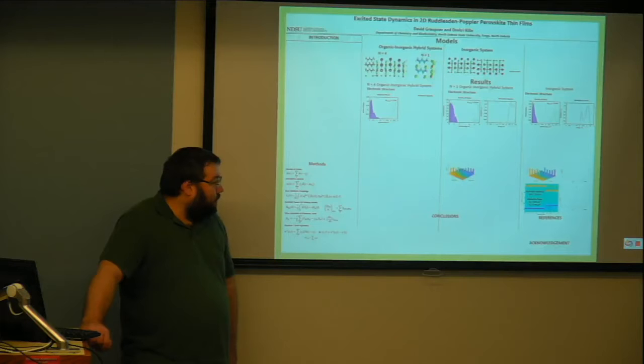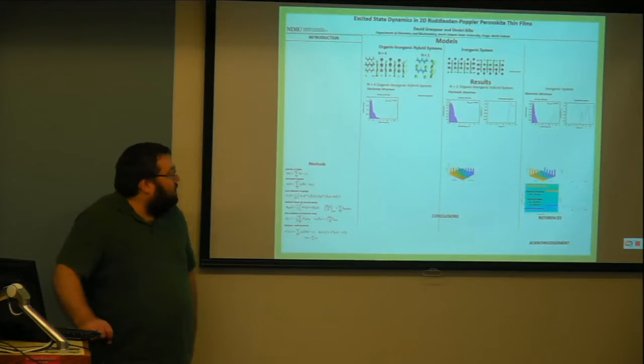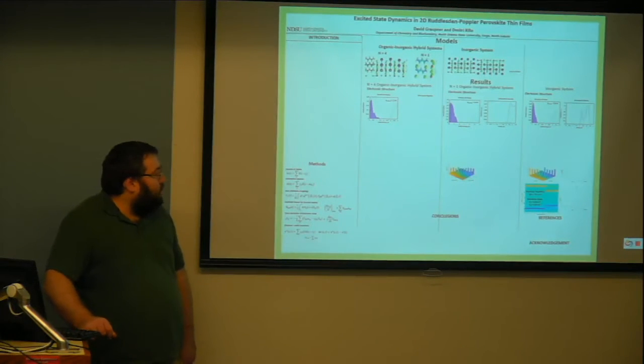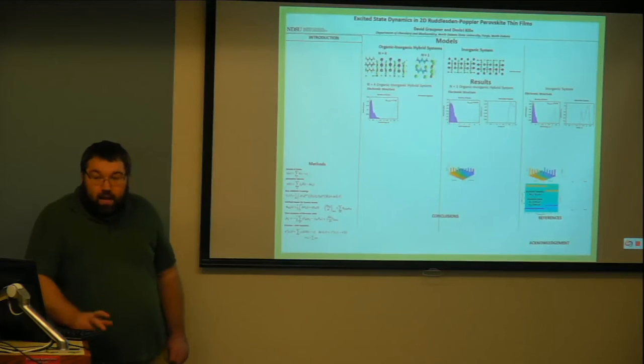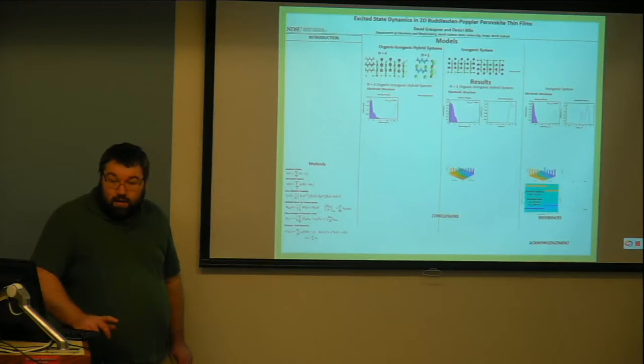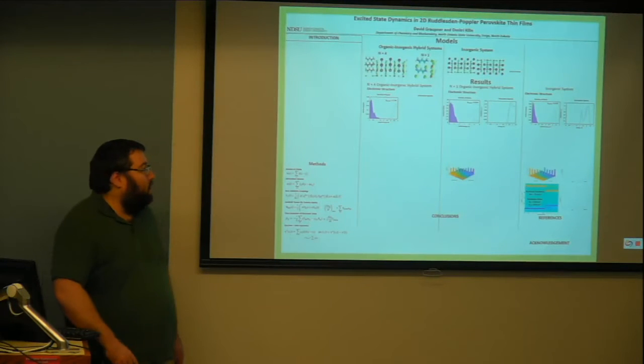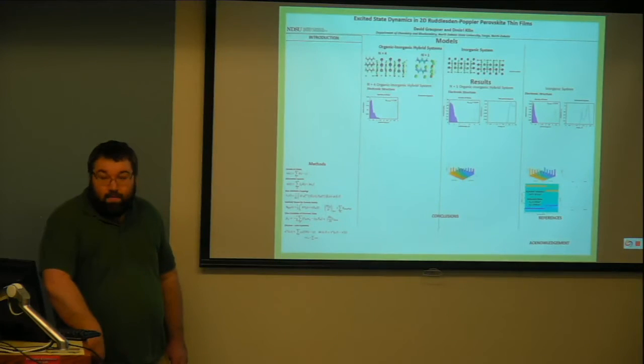Okay, what are the conclusions? We see that, as expected, the larger layers of perovskite have a smaller band gap compared to the smaller layers of perovskite. We also see that the fully inorganic model has a faster relaxation rate than the hybrid models. Done?